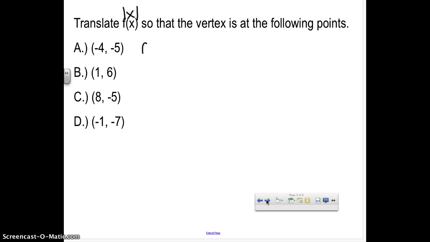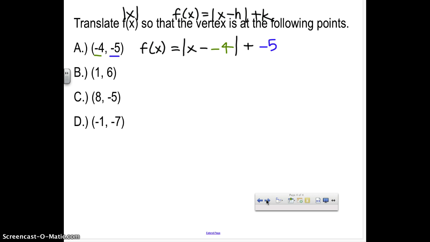So the function is absolute value of x minus h, and then we add k. So in this first one, h is -4, k is -5. So it's the absolute value of x minus h, h is -4, plus k. K is -5. Now that's a terrible way to write this, so we can clean it up a little bit. Minus a negative becomes +4, and then plus -5 is just -5. If we were to plug that in and graph it, we would have an absolute value equation whose vertex was at -4, -5.